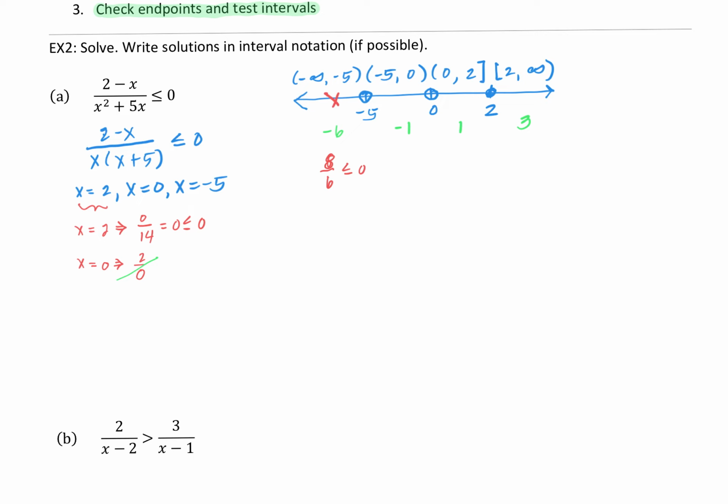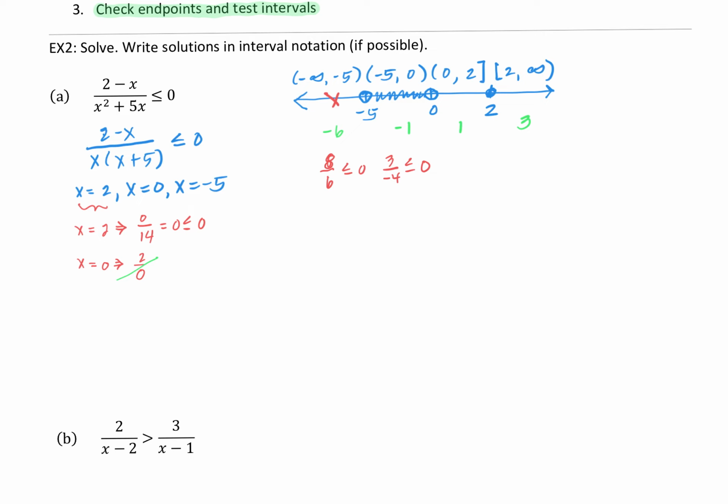So let's go to the negative 1. 2 minus a negative 1 would give me a positive 3. And then in the denominator, I would have 1 minus 5, so that would be a negative 4. Is negative 3/4 less than or equal to 0? Yeah, it is. So I can use any x value from negative 5 to 0, and it'll make that inequality true.